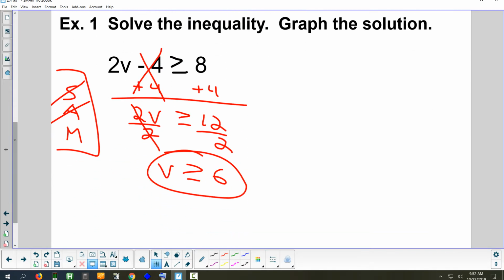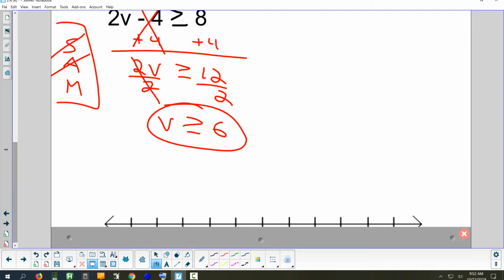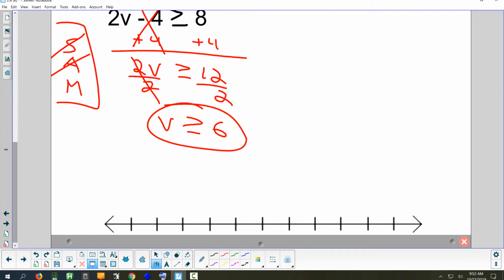Great. Any question on that? Julia, are we good? Is there anything else I have to do? I still have to graph it. So I solved it. That's good. Now I want to graph it. Okay, so on your guided notes, do you guys have a number line? Yeah, looks like you have a number line.